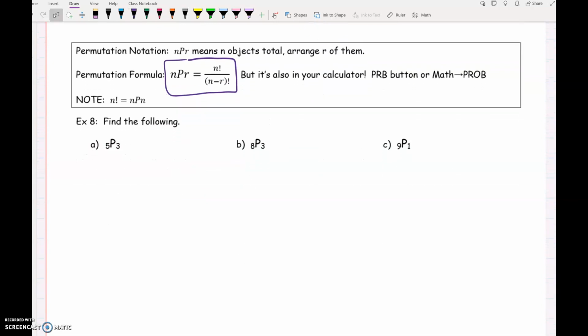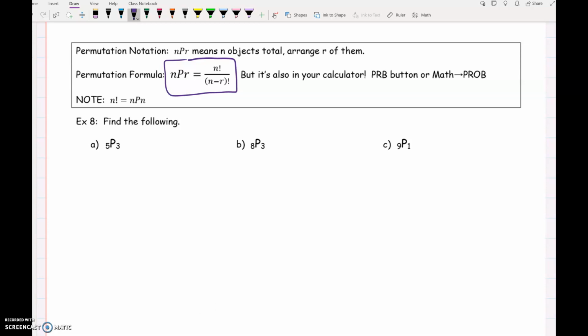So in example 8, 5P3 means that you have 5 things. You're arranging 3 of them. So the first number is the total. The second number is how many of them you are arranging. So I've got 5 students, and I'm going to pick first place, second place, third place out of those 5 students.